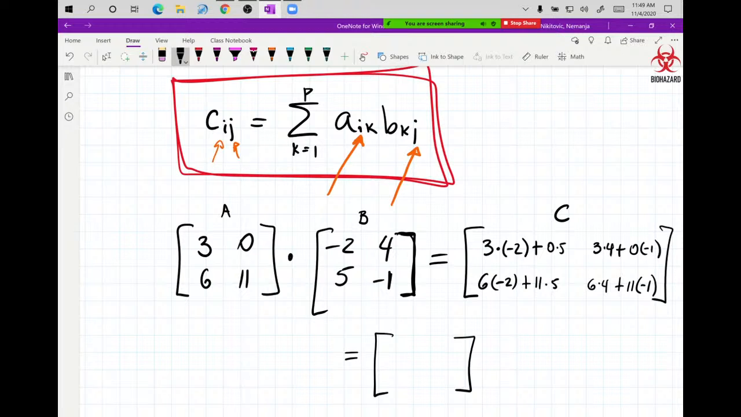3 times negative 2 is negative 6 plus 0, so that's a negative 6 there. Then go to the 12 plus 0, that's a 12. Then we have negative 12 plus 55, that's a 43. And finally 24 minus 11 is 13.